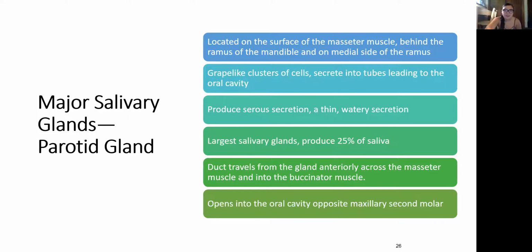Is it 1 and 16? So those would be the third molars. You're close, thank you. 2 and 15. 2 and 15, okay? So opposite the maxillary second molars.